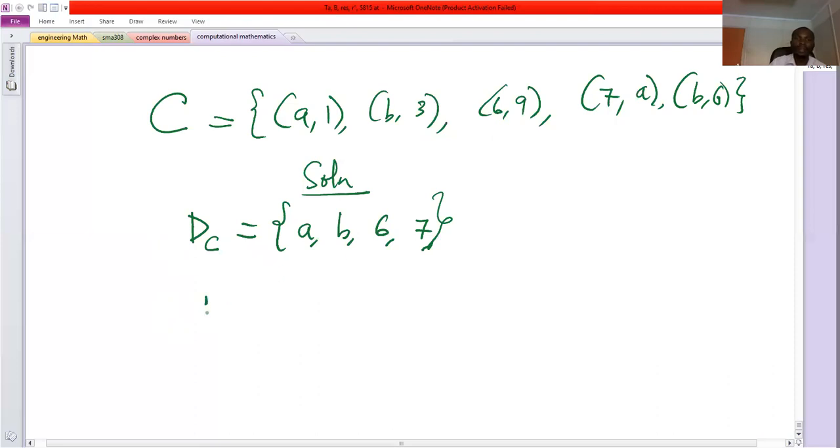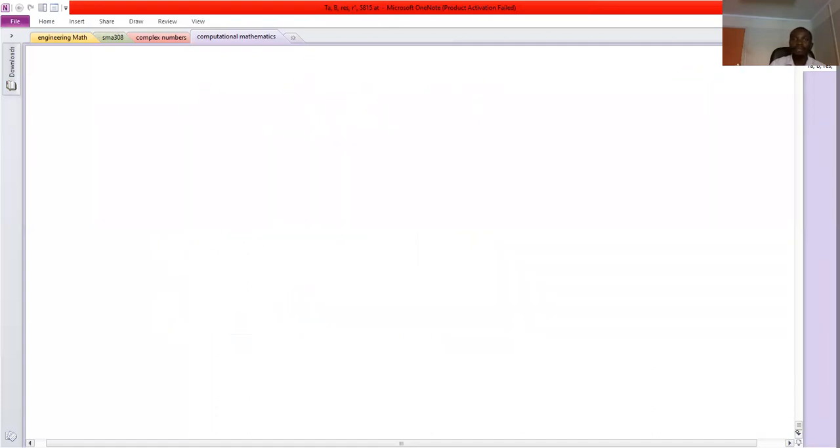And then the range of C, we have 1, 3, 9, a, and then 6. So that will be the range of the relation C. So that is easily how we determine the range and domain of a relation.